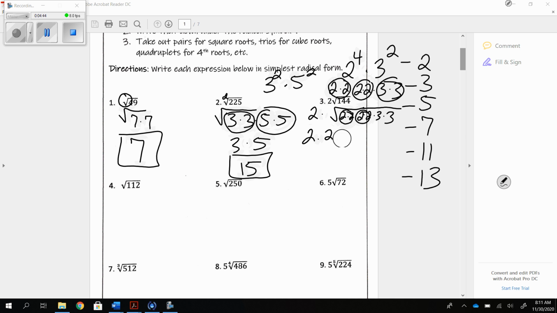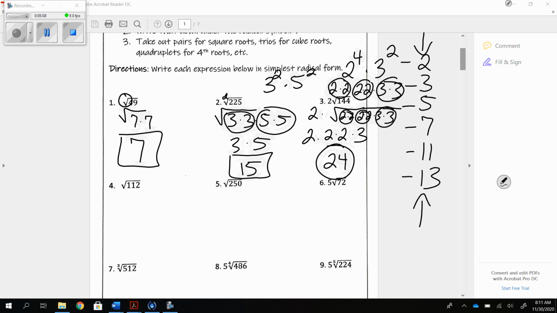Got a little ahead of myself. Times 2, and then this pair, which is times 3. 2 times 2 is 4, 4 times 2 is 8, 8 times 3 is 24. All right. Now, if you did it by hand, you would know the prime numbers, which are over here.